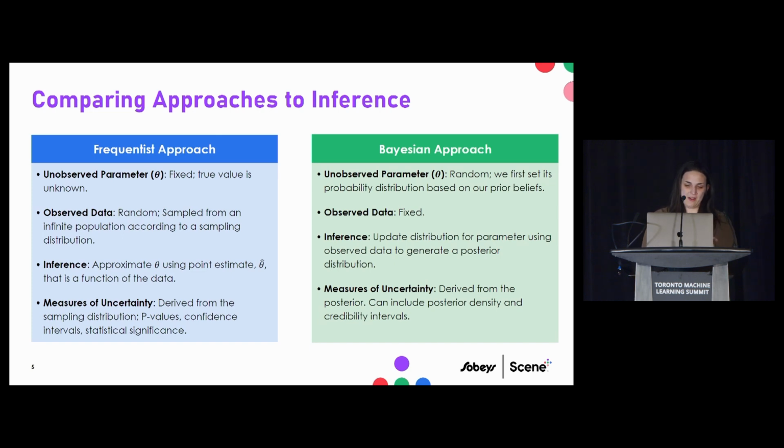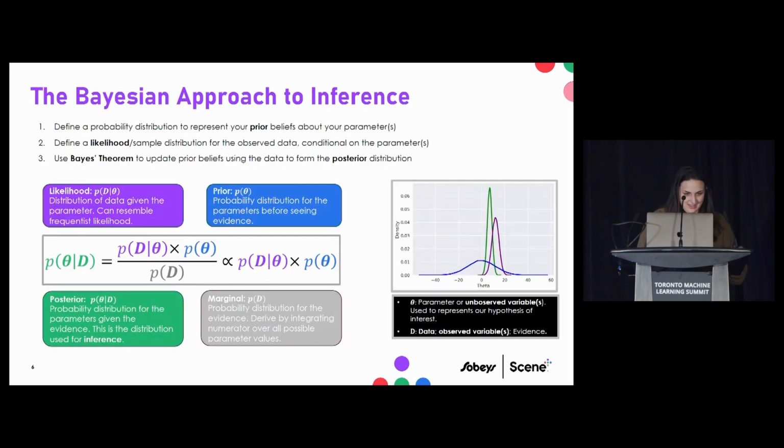So in the frequentist paradigm, this usually involves computing a point estimate for the parameters of interest using the data. And then in the Bayesian paradigm, inference involves updating our initial guess using the data. And we're going to dive more into that on the next slide.